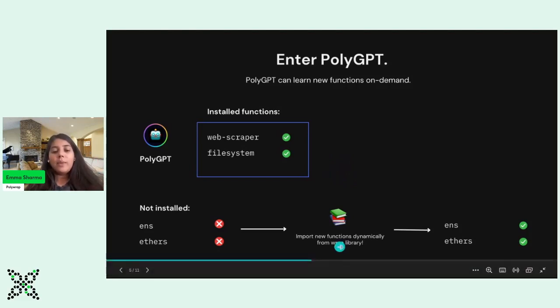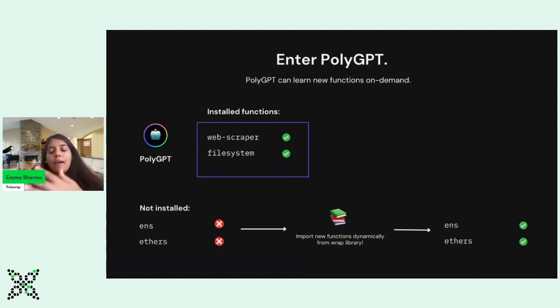But apart from that, we also have this whole Wrap library, which is dynamic on the back end, right? So you can contribute towards it, and we have the community that contributes towards it. So it's just an ever-growing ecosystem. And once you have installed it, this PolyGPT can always go reference that Wrap library that we have and learn the functions on demand.